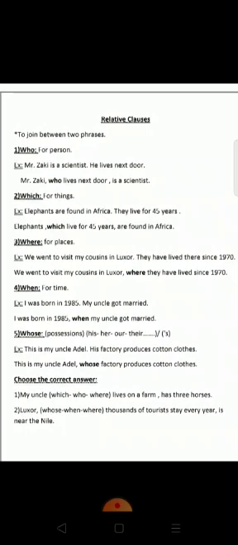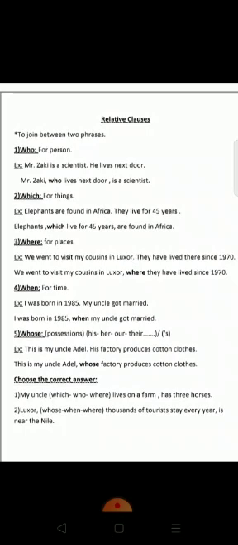So I'm not going to put there again because where cancels the repeated word. So where for a place. Number four, when. We use when to replace a time. We use when if I'm talking about a time or I'm going to replace a time.